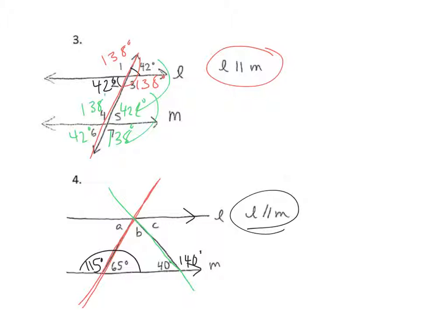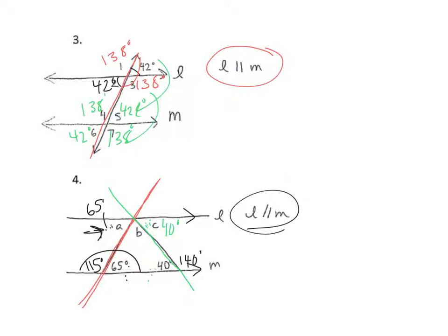But just look at my red line right here. I'm trying to figure out what A is. A is an alternate exterior angle of 65, so A is 65 degrees. C is an alternate interior angle of 40, so this is 40 degrees. So now I just have to figure out B.